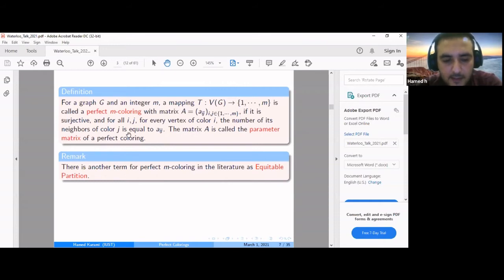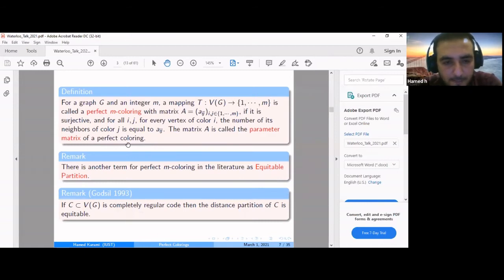And you can see that the main difference between perfect m-coloring and completely regular code is that the matrix in perfect coloring is not necessarily tridiagonal, but the matrix in completely regular code is tridiagonal. And here is another definition for completely regular code by equitable partition. If C is a subset of V(G) and is a completely regular code, then the distance partition of C is equitable.